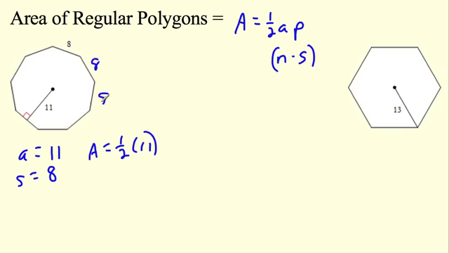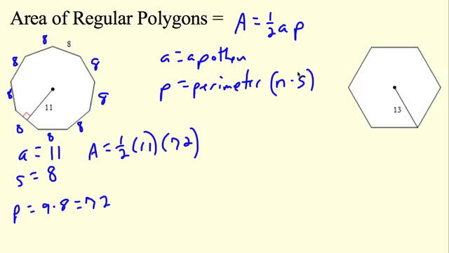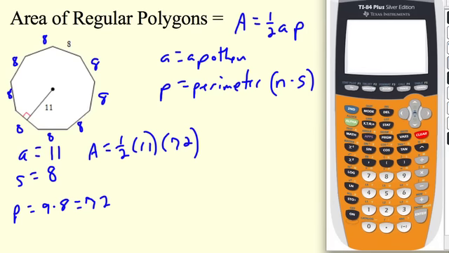Well, if that's 8, this is 8, this is 8, this is 8, and so on. How many sides is this? 1, 2, 3, 4, 5, 6, 7, 8, 9. So I'm going to say my perimeter is 9 times 8, which is 72. And then I can plug that in as my last thing. P is perimeter, and in my formula A is apothem. If you want, you can think of your perimeter as the number of sides times the length of your sides. Excellent. Now we can just go straight to the calculator and multiply it out.